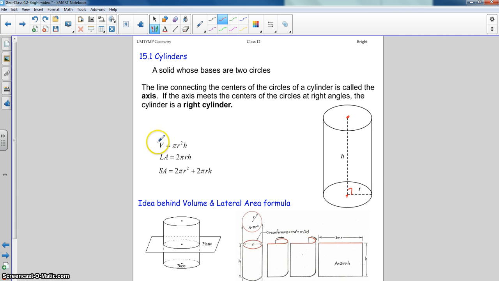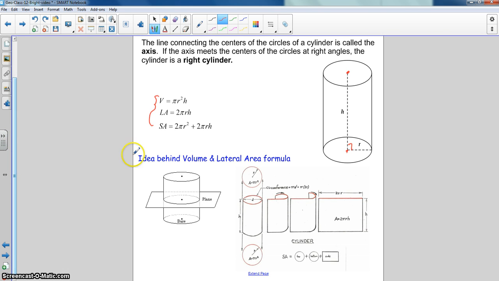I'm not going to go through the derivation of the different mathematical quantities we can compute for a cylinder, but volume is pi r squared h, lateral area is 2 pi r h, and surface area is that lateral area plus the area of the two bases. Again, I'm not going to go through the derivation, but I can at least discuss the idea.